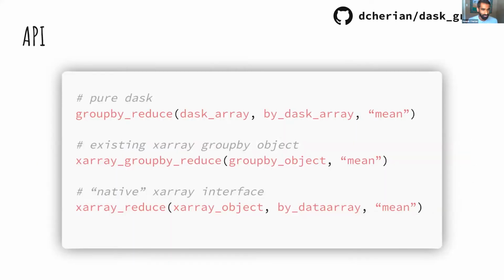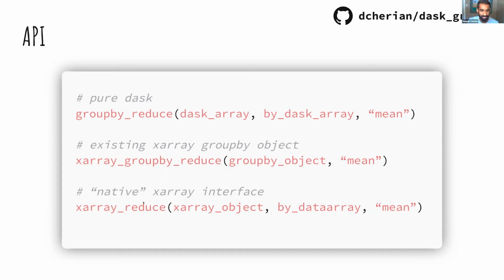So that's kind of at a high level. On the API side, these are basically the three main entry points. There's one which is just groupby reduce. So you take a Dask array, and you group by another Dask array, and you say, give me the mean. There's a really convenient one, which is an xarray groupby reduce, where you can just give it an existing xarray groupby object and say, hey, give me the mean. So that's just for convenience. You can plug it into your code today and not change anything.